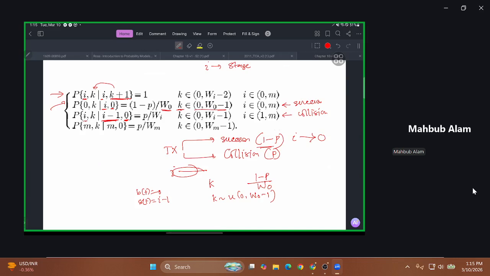And once again, you choose a backup counter value K. However, now the K is in between 0 to Wi minus 1. So unlike this one, when after successful transmission, you choose in between 0 to W naught minus 1. Now you choose a value of K in between 0 to 2 to the power I W naught minus 1.